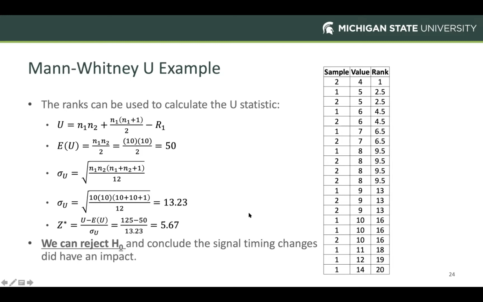And so we can again reject the null and conclude that our signal timing changes have in fact had an impact. You'll notice this gives us a much larger test statistic than when we used the simpler sign test previously. That's accounting for the fact that we're now making use of the magnitude of the differences between the respective observations as well. Consequently, this test is quite a bit more powerful as compared to the sign test, okay?